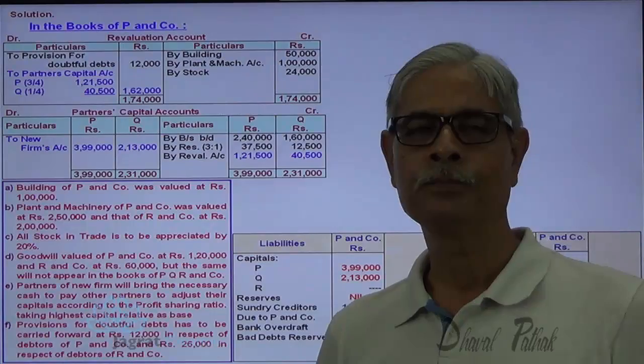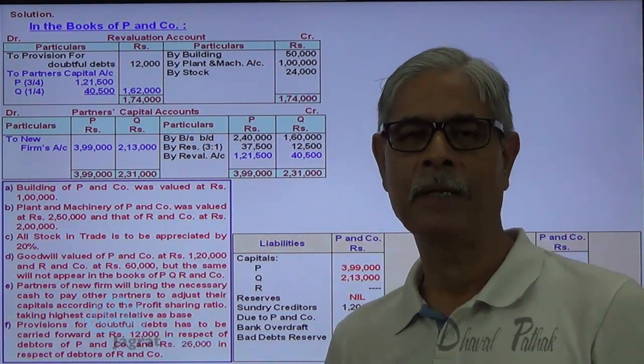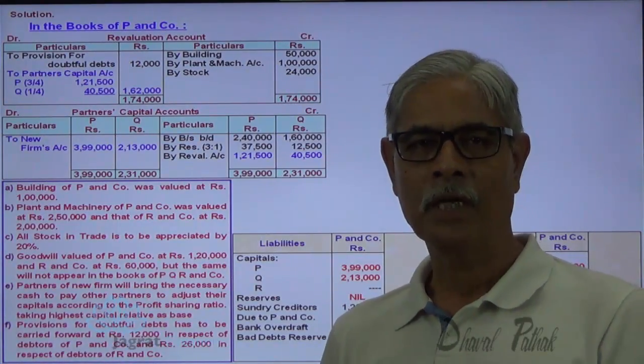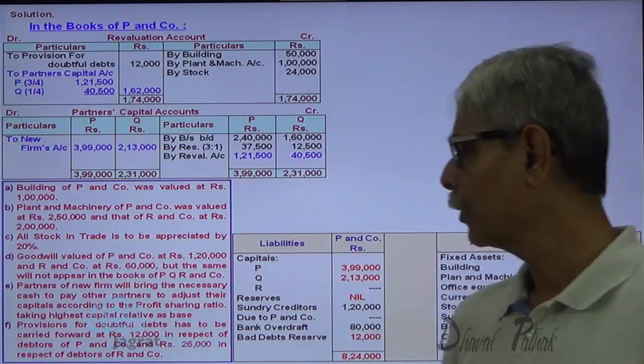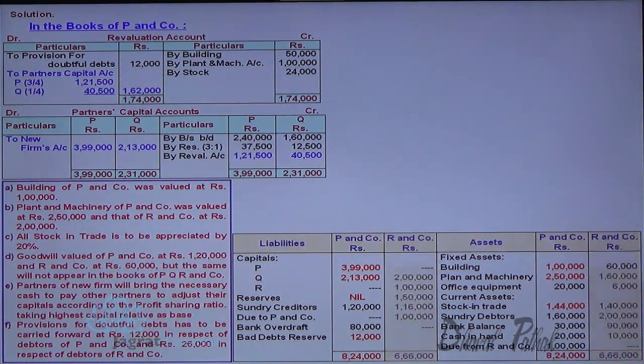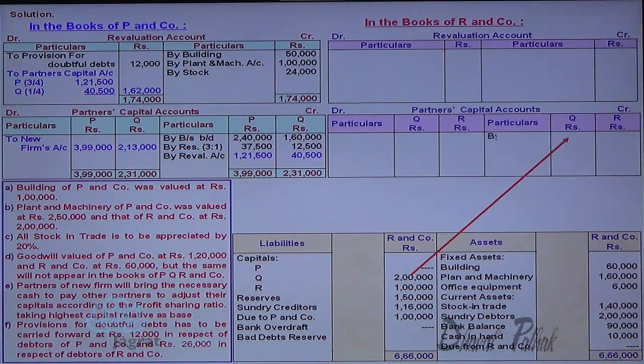So this is how I have explained how the ledger accounts are prepared in the books of P and company, and how the journal entries are recorded in the books of P and company. Now I want to do the same thing for another company, that is R and company. So let me start with that. Here I am going to prepare, in the books of R and company, the revaluation account and capital accounts. First of all, I will write down the balances of the capital accounts of Q and R. Then the next step, consider the revaluation adjustments.